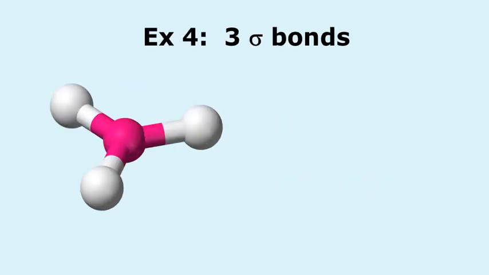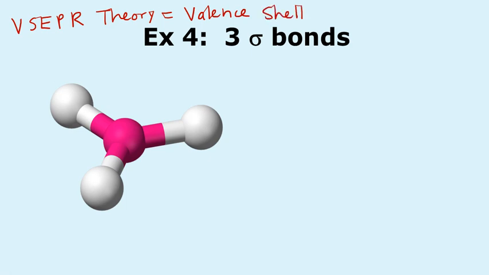Now let's take another structure. Let's say we have a shape here with 3 sigma bonds, and this time there are no unshared pairs. Once again, these bonds are trying to get as far away from each other as they can. By the way, that's something called the VSEPR theory, sometimes pronounced VSEPR for short. The VSEPR theory is short for valence shell electron pair repulsion.